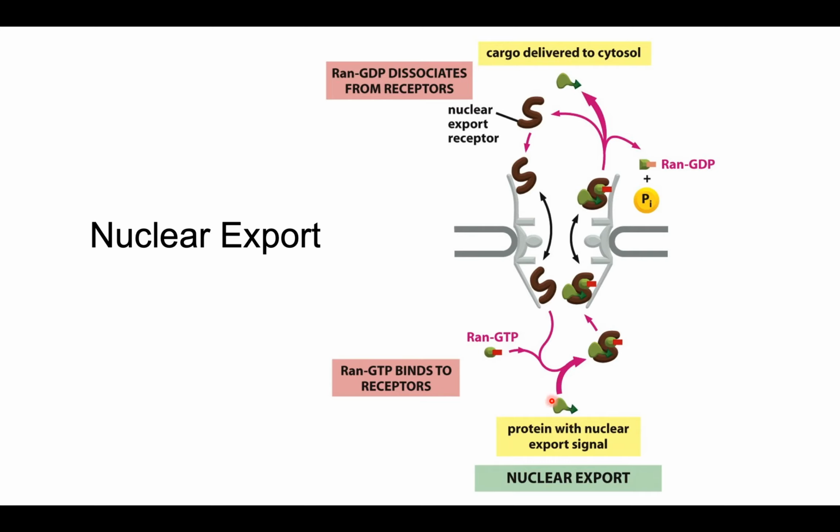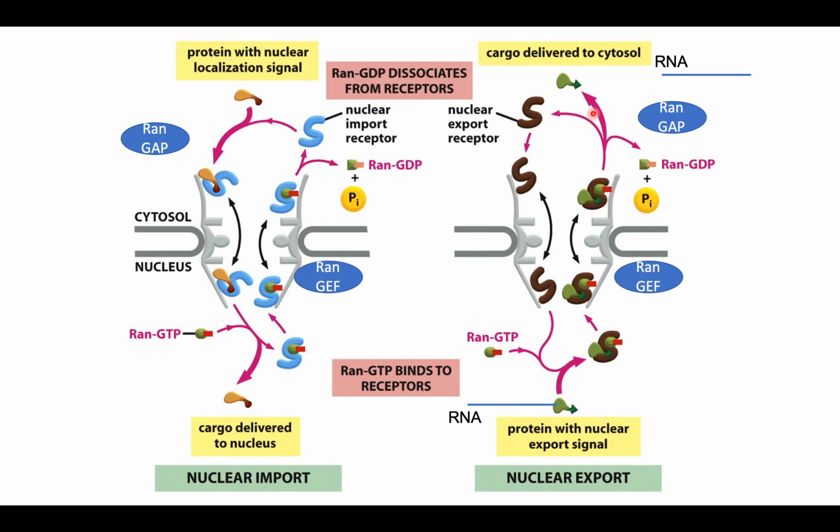So again, the process of hydrolyzing that GTP is what allows the movement, that release of our cargo protein, and the Ran GTP is what's able to move our proteins through that pore. So just so that we can have them both side by side, here's import and export right next to each other, and we've added the function of our enzymes here.